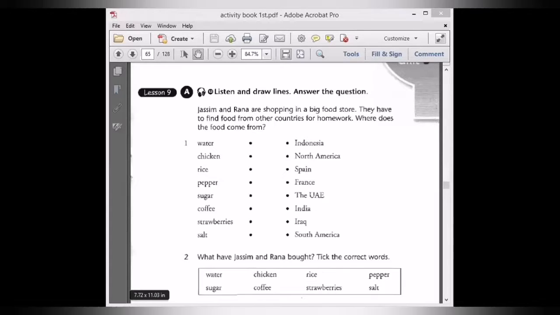Rana, we have pepper at home. Put it back. OK, but write that down. Pepper from Indonesia. OK. What's next? Sugar. We need sugar. I'll get it. Here you are. It's from North America. OK. Sugar from North America. In the basket. And coffee? Where's the coffee? Ah, here we are. Where's that from? Grown in South America. Sugar from North America and coffee from South America.